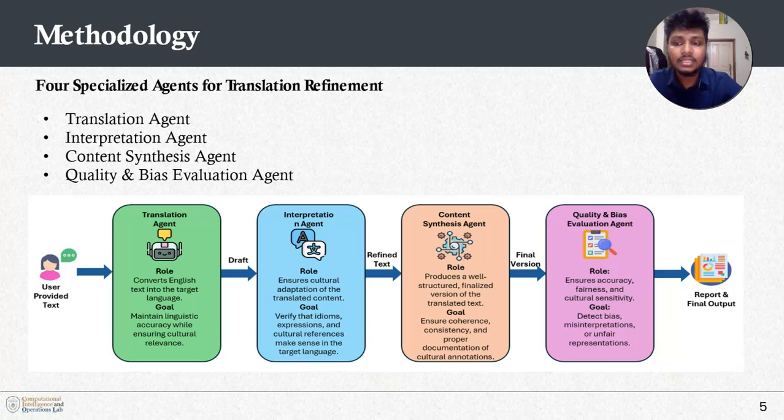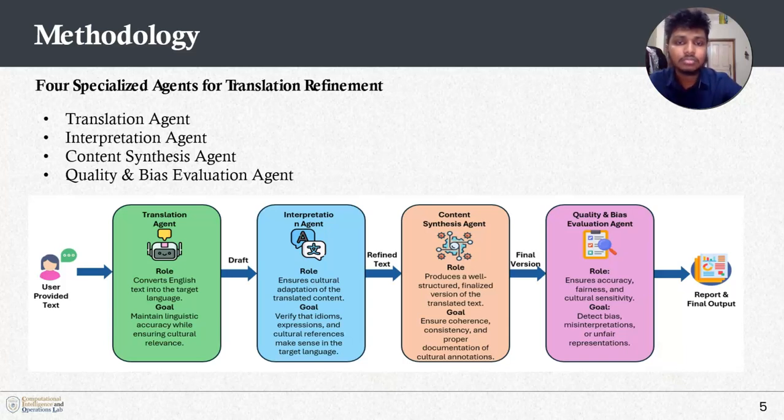Then if we talk about our agents, our first agent was the translation agent. It converts English text into the target language, and its goal was to maintain linguistic accuracy while ensuring cultural relevance. Then our second agent was the interpretation agent. Its role was to ensure cultural adaptation of the translated content, and its goal was to verify the idioms, expressions, and cultural references make sense in the target language.